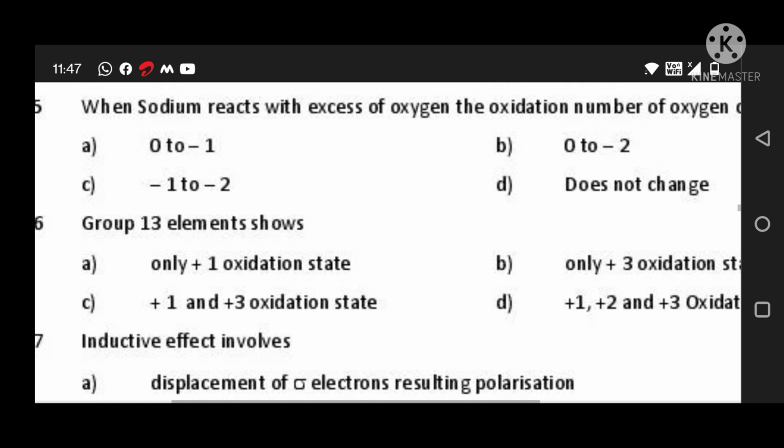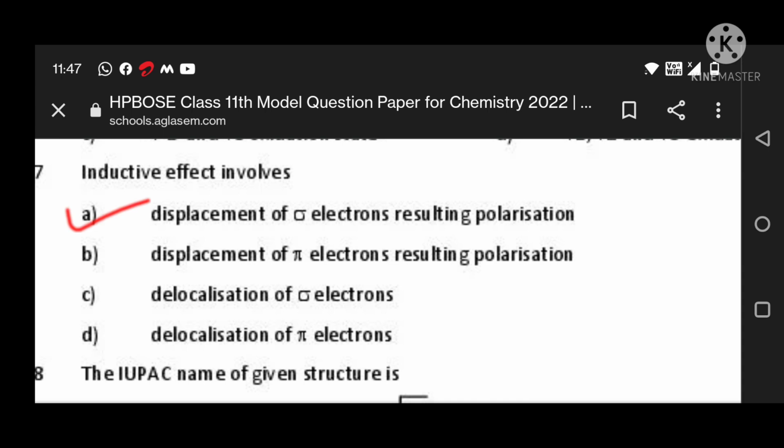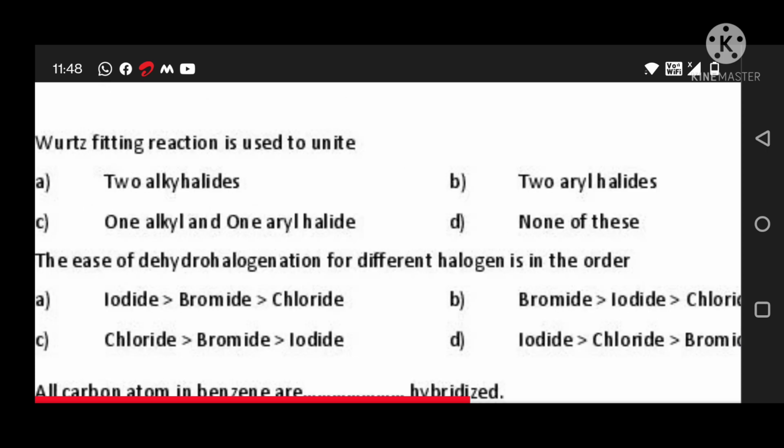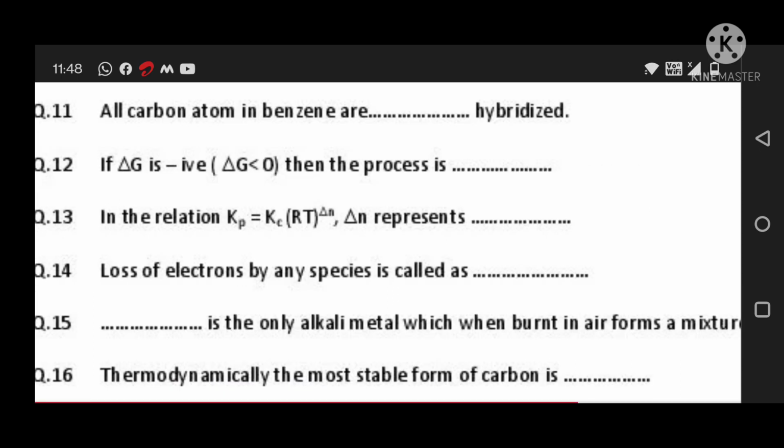Inductive effect involves displacement of sigma electrons resulting in polarization. The IUPAC name of a given structure is 3-methyl pentane. Wurtz-Fittig reaction is used to unite one alkyl and one aryl halide. The ease of dehydrohalogenation of different halogens is in the order: iodides are more reactive than bromides, which are more reactive than chlorides. All carbon atoms in benzene are sp2 hybridized.